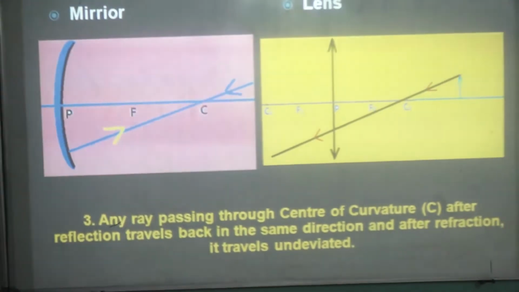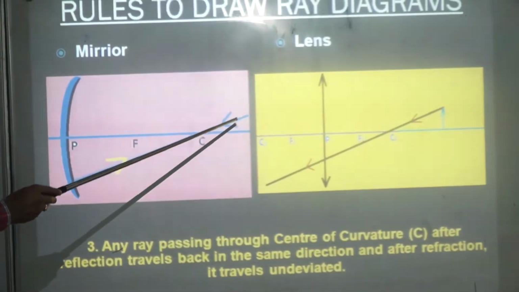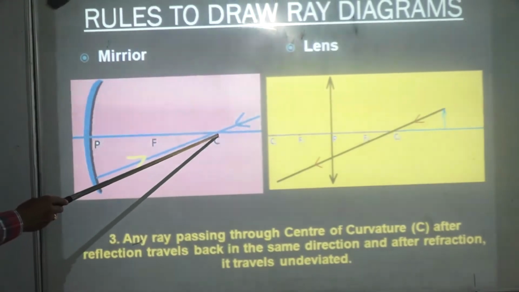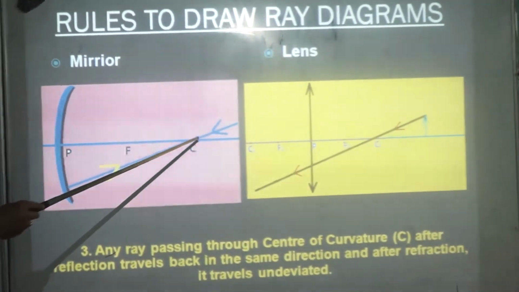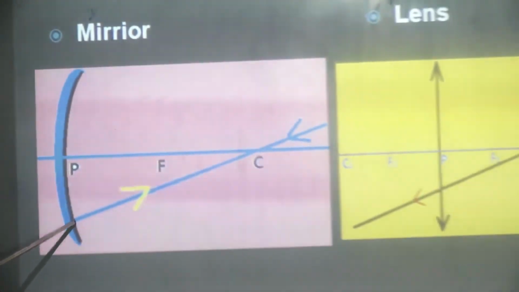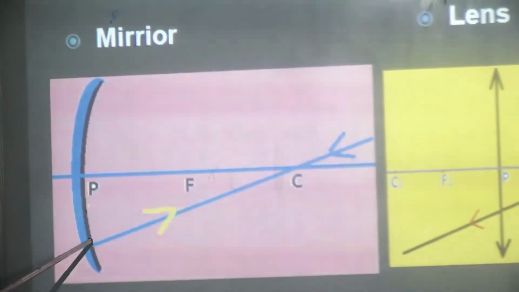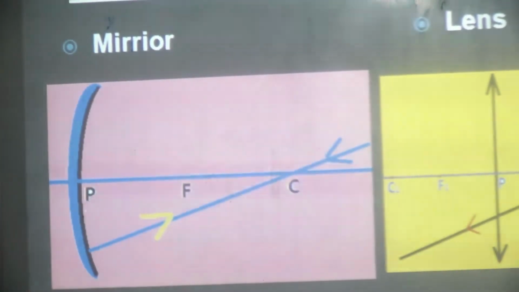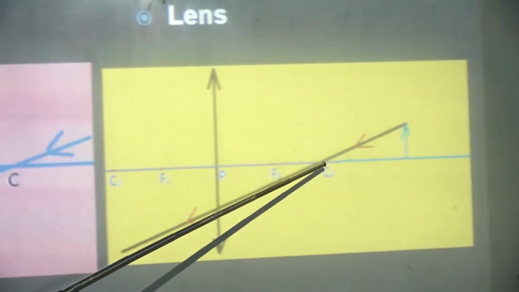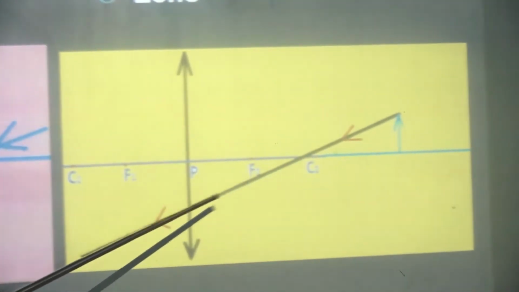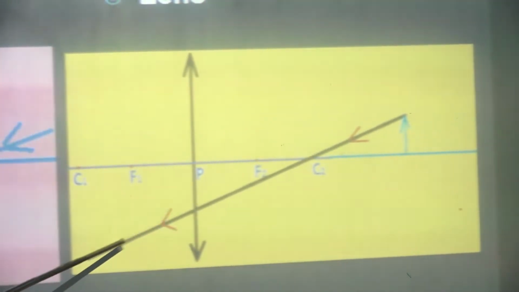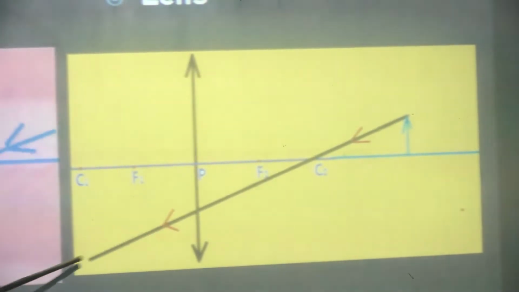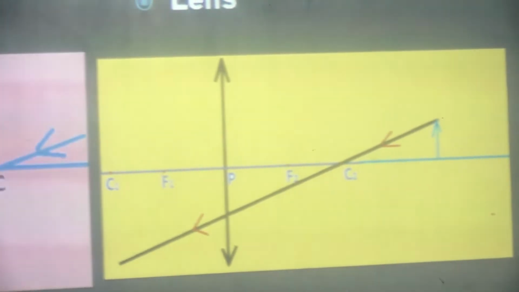Coming to the third rule. Here the ray is passing through the center of curvature. So when the ray is passing through the center of curvature and is incident on the mirror, after reflection it takes the same path backward. Here also the same thing. This is the ray coming through the center of curvature and incident on the lens. After refraction it passes undeviated. This is the third rule.